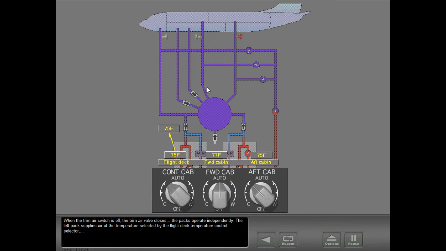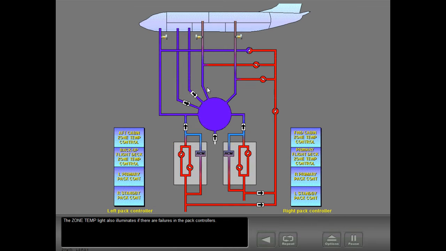The packs operate independently. The left pack supplies air at the temperature selected by the flight deck temperature control selector, and the right pack supplies air at the average temperature of the forward and aft passenger cabin temperature selectors. The zone temperature light also illuminates if there are failures in the pack controllers.